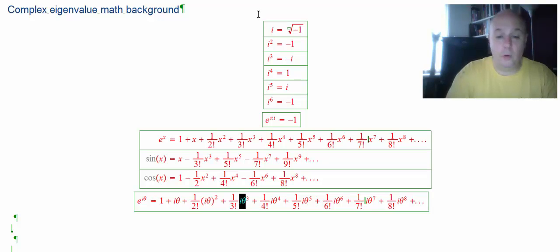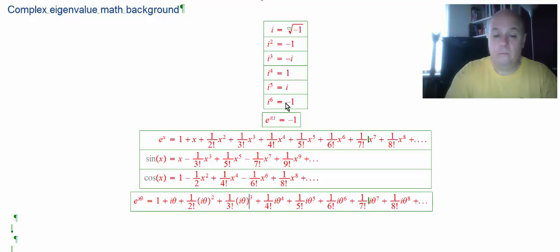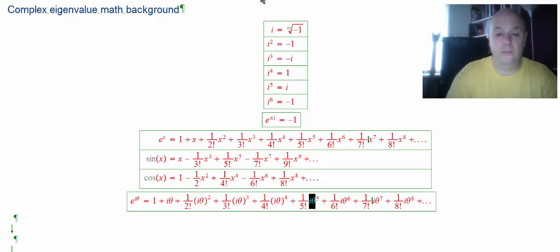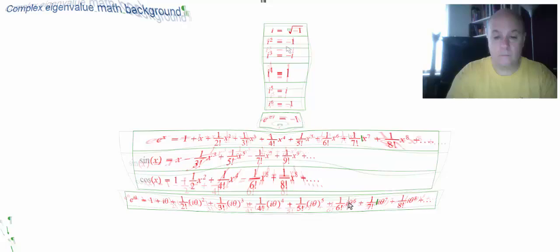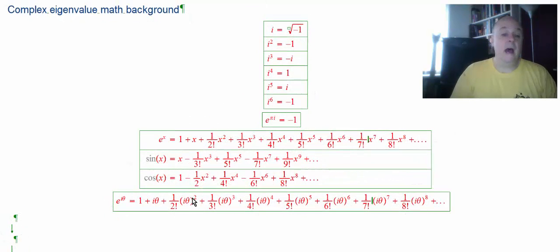Now, this is supposed to be (iθ) all squared, right? All of these substitutions in for x are raised to the exponent. And now let's square both things. This will be both things inside the bracket.